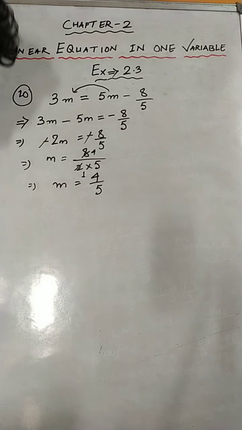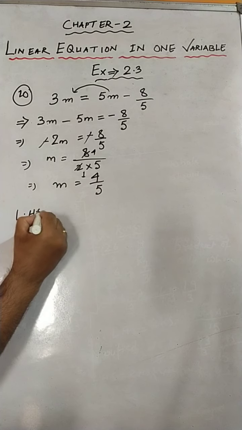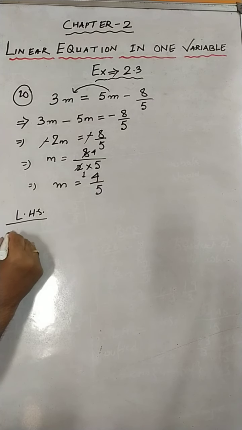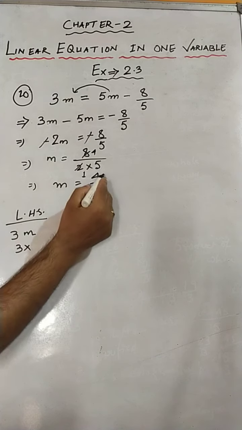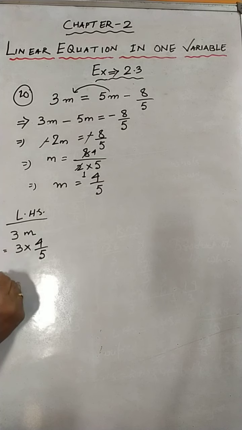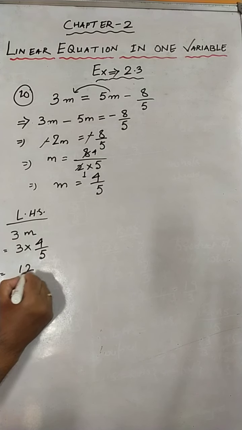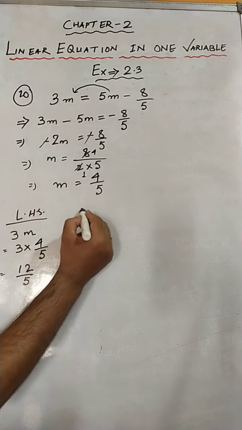So now we have to check whether this value of m is satisfying the equation or not. So for that we have to write LHS. What is there in LHS? 3m. 3m means what? 3 into, what is the value of m? 4 by 5. So that is 4 by 5. Now 3 fours are 12. So the answer of LHS is 12 upon 5.